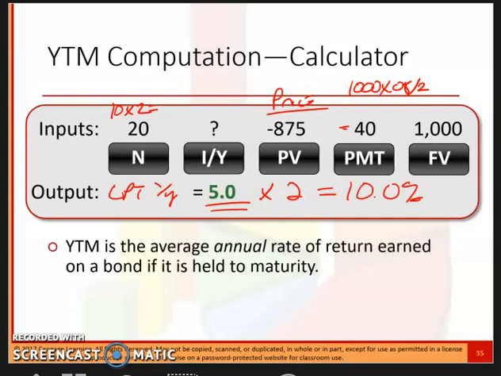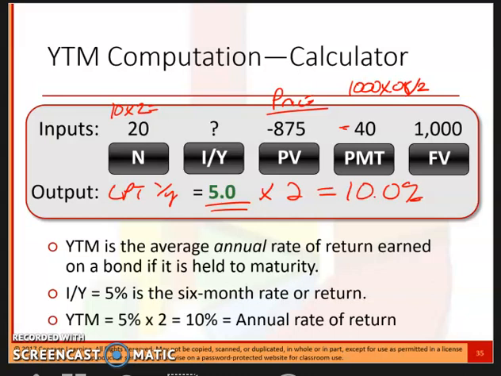So again, yield to maturity is the average rate of return on a bond if it's held to maturity. IY in this case is 5%, a 6-month rate, so we have to multiply it by 2 to get the yield to maturity. So again, this is YTM for short.